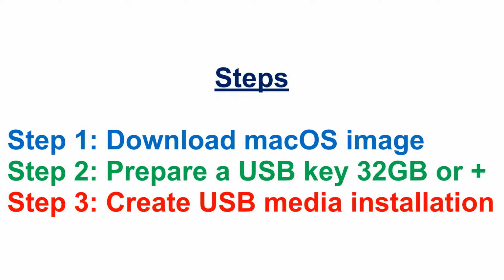Step 1 is to download macOS image on your Mac computer. Step 2 is to prepare a USB key which is 32 GB or more. You need to erase it on your Mac computer. Step 3 is to create the USB media installation on this USB key. I'm gonna walk you through all these steps.